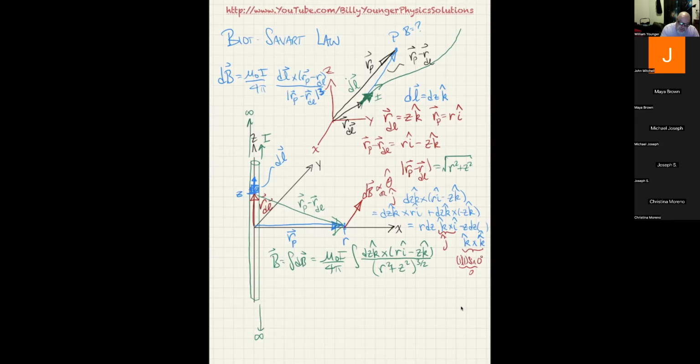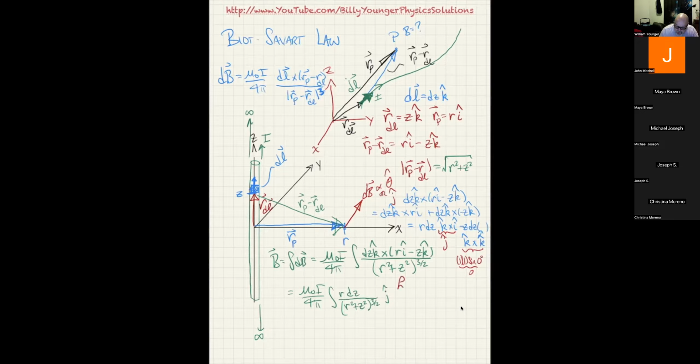So now what we've got left, going back to my green, is mu 0 I over 4 pi times the integral of r dz over r squared plus z squared to the 3/2. And all of that is times j hat, which I warned you is going to ultimately just become theta hat. Now, to do this integral, oddly enough, it's the exact same substitution we did when we did that Coulomb's law.